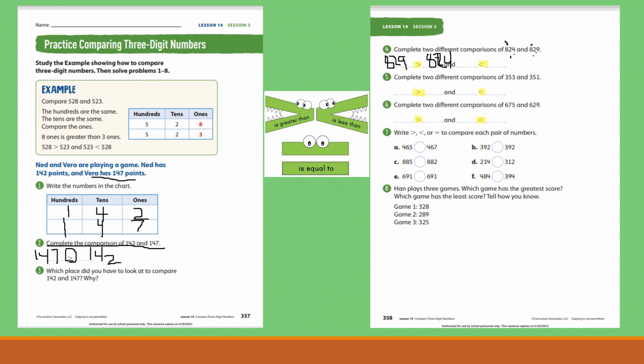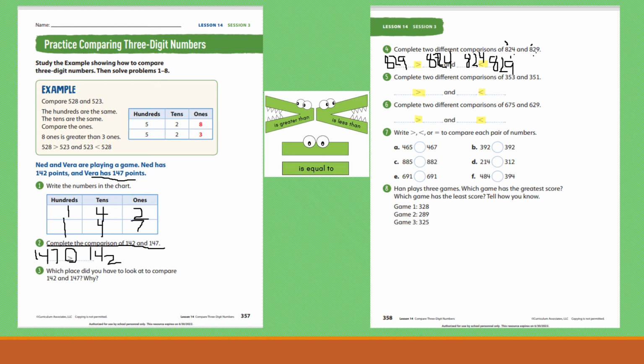But now my 829 has to go here. 829. Okay. And then look here. I have to put 824 here. 824. Now 824 is less than 829.